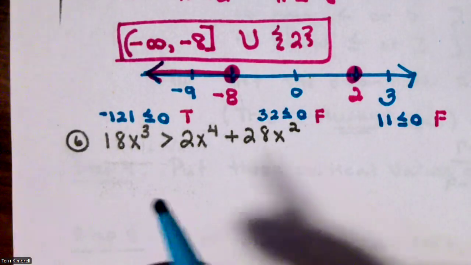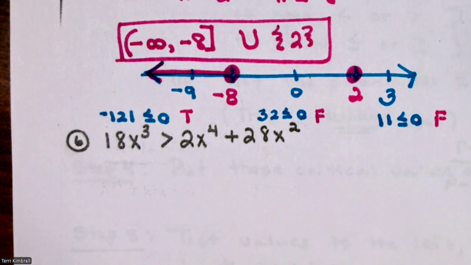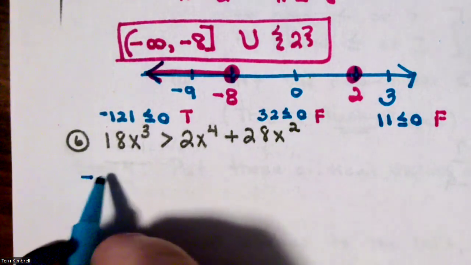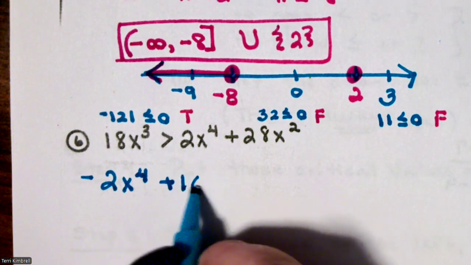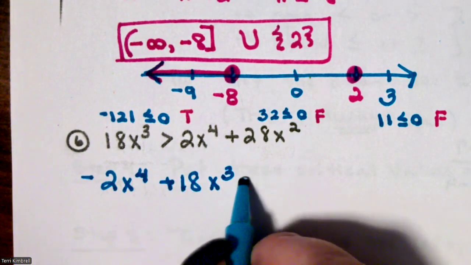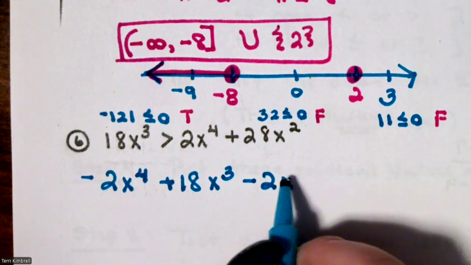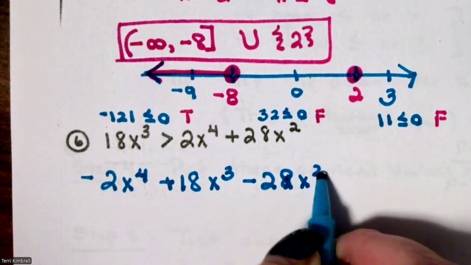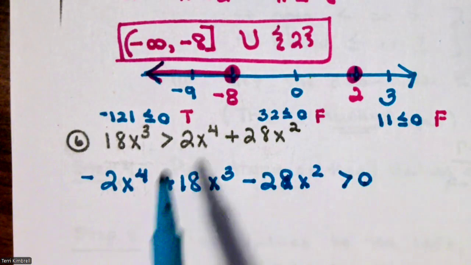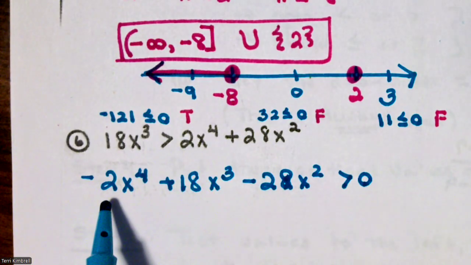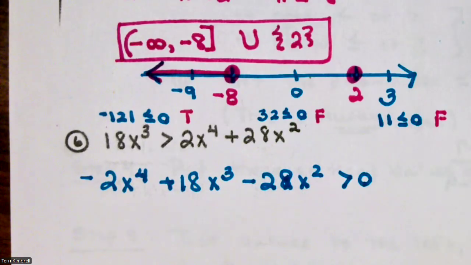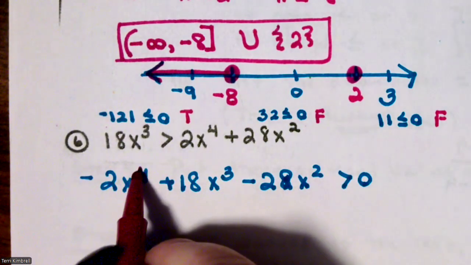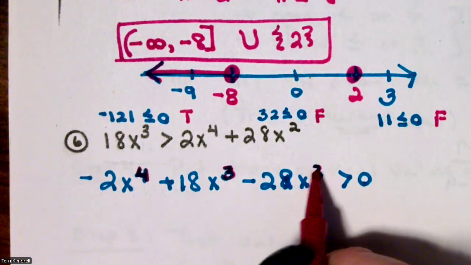Okay, so for the last question, I'm going to go ahead and get everything set equal to 0. So I'm going to move everything. So we'll have -2x to the 4th plus 18x to the 3rd, and then minus 28x to the 2nd is greater than 0. So I brought this over by subtracting. This one stayed the same. I brought that one over by subtracting. You want the exponents to be from highest exponent down.